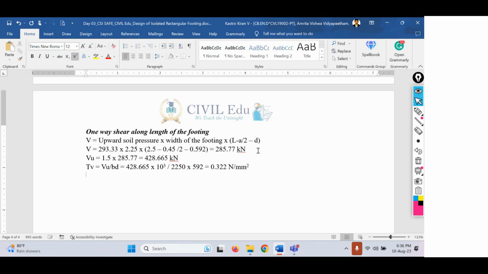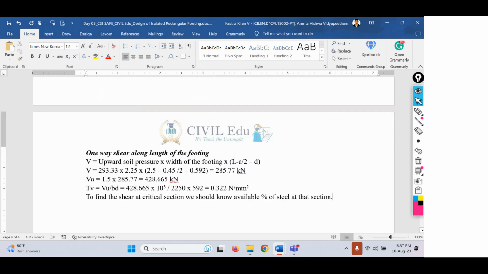Now, in order to find the shear at the critical section, we should also know the available percent of steel at the critical section. So what is the available percentage of steel? That is the PT value, PT along the length of the footing.